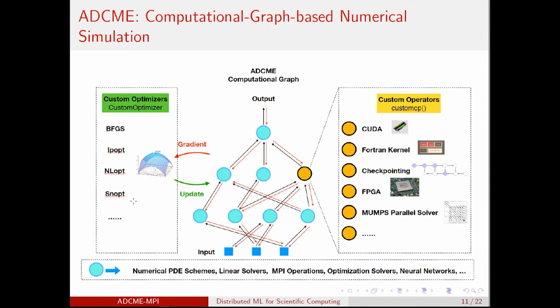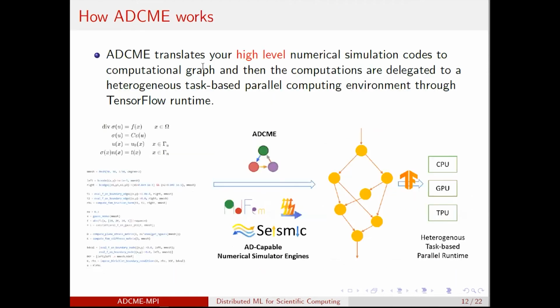And we also need many other custom optimizers, for example, BFGS, IPOPT, and NLP. Those capabilities are not well supported by the deep learning framework. So this is where ADCME contributes to computational engineering.